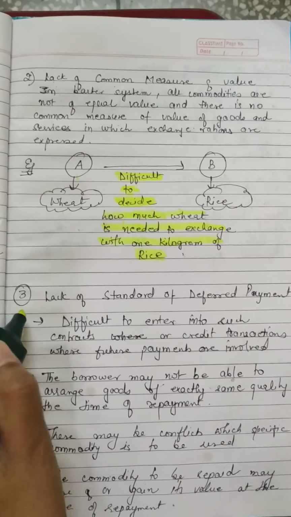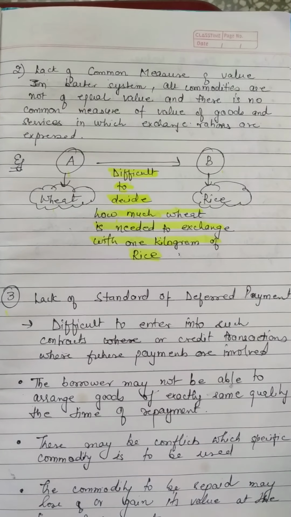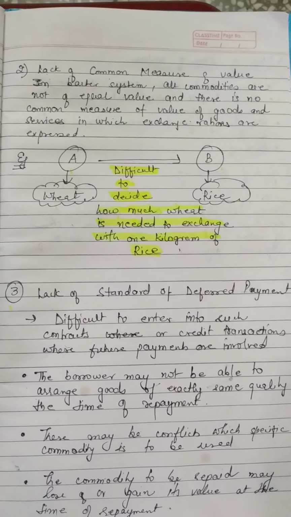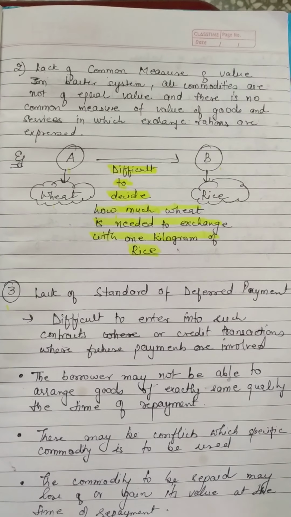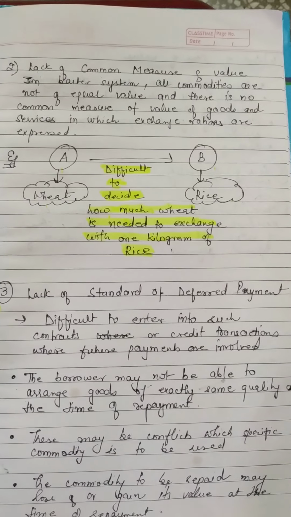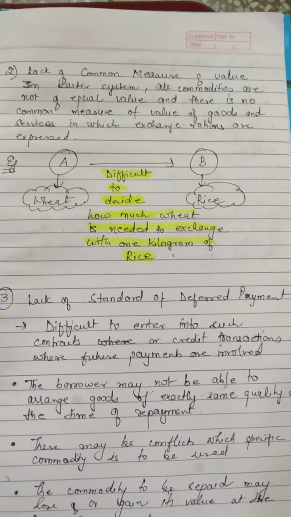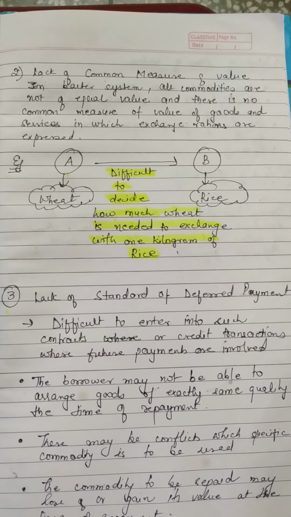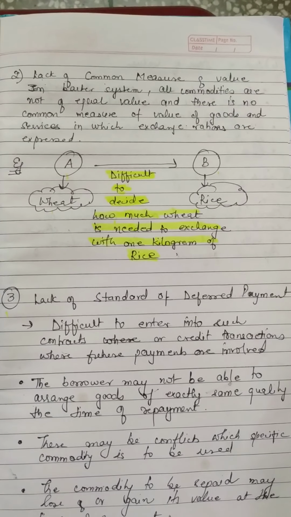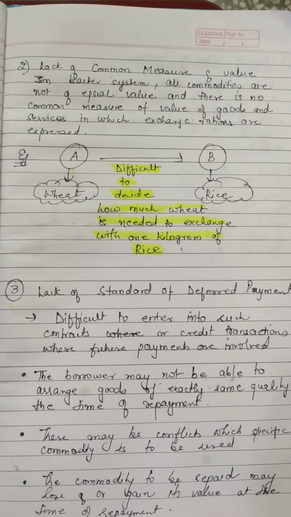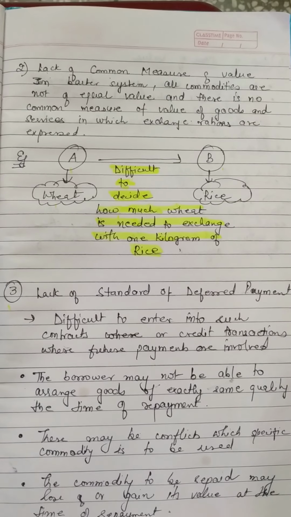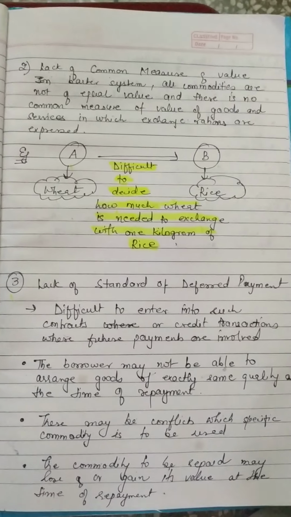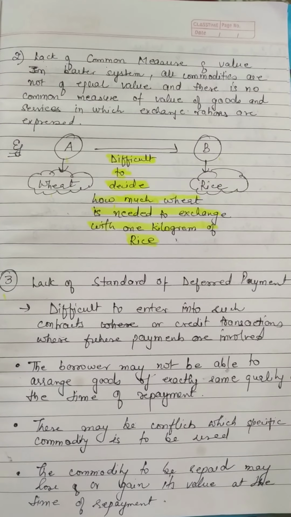Then our third limitation is lack of standard of deferred payment. During the barter system, it is really difficult for a person to enter into such contracts or credit arrangements where future payments are involved. Right now in today's era, we can do so. We are making loan repayments, we are making installment payments in the future. So we do not have such difficulty entering such contracts. But during the barter system, it is really difficult.